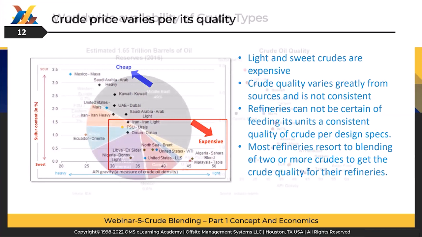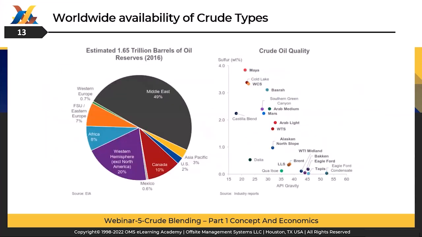Now, in terms of supply of crude types in the world, you can see that the Middle East has about 49%, Western Europe has 20%, and Africa and Canada 10%. This is a little bit outdated graph, but you can get the idea and appreciate that different types of crude are available worldwide in different regions.